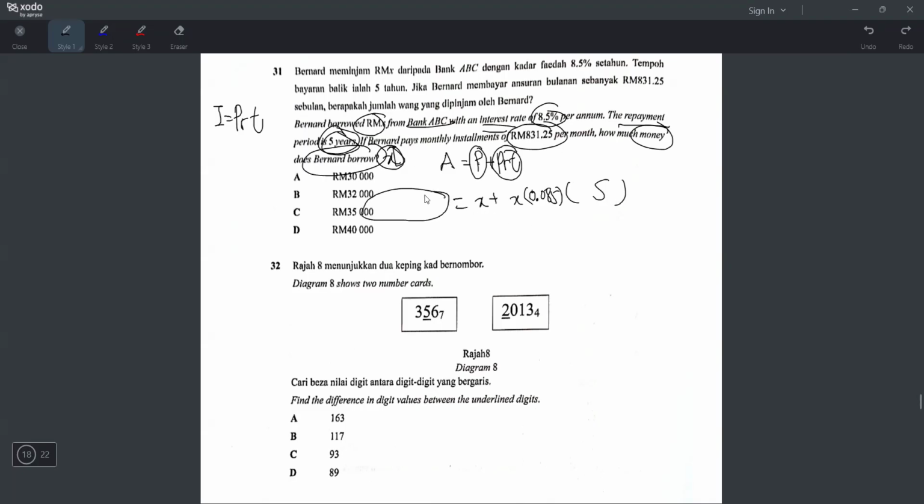Okay, what do we put on the other side here? The other side will be the total loan repayment, right? They say Bernard pays monthly installment 831.25 per month. So this 831.25 is how much he pays every month, but it's over 5 years. So I will times 12 to know how much he pays the bank in 1 year, and then times 5 to know how much he pays for 5 years. The reason I press times is I want to know the total loan repayment over 5 years, because this one is for 1 month only. So let's press and see what we get.